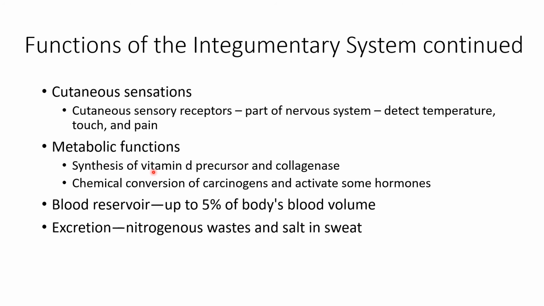There are some metabolic functions that occur in the skin. For example, vitamin D, or at least a precursor to vitamin D, is produced in the skin with sunlight. And vitamin D, of course, is what enables us to absorb calcium in our digestive system. Our blood can be stored in our skin. That's another function, especially when the blood vessels dilate in the dermis, up to 5% of our blood volume. And some nitrogenous wastes get excreted through the skin, also salt in the form of sweat.